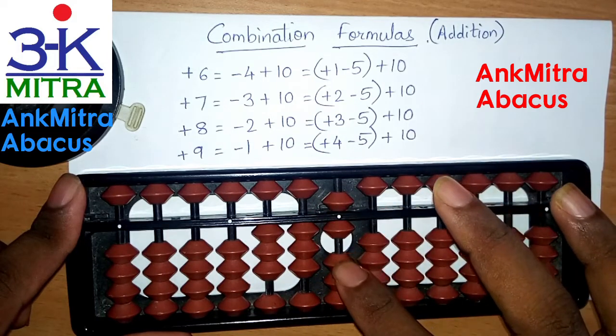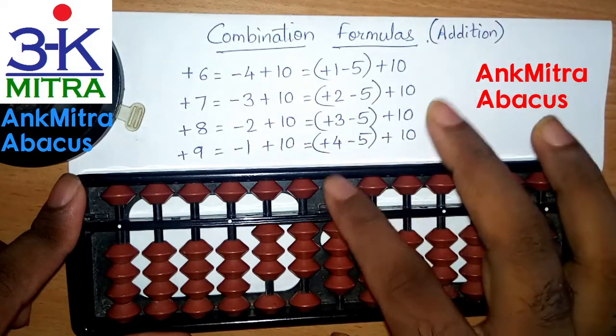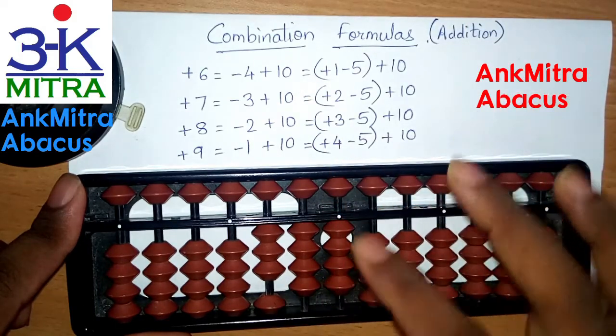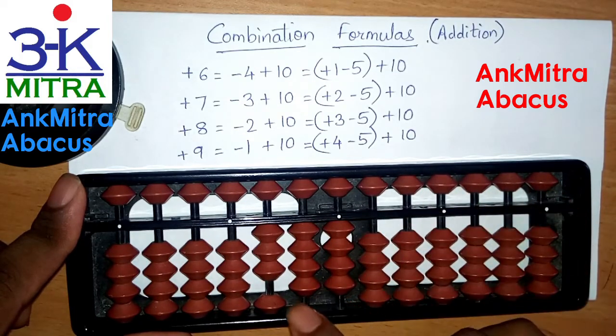And for adding 8 on this rod, it will be done using the combination formula of plus 3 minus 5 plus 10. And the addition of 78 is done. The answer that we have for 266 plus 78 is 344.